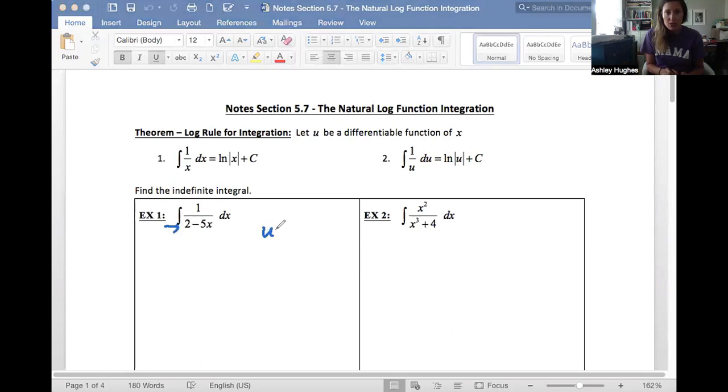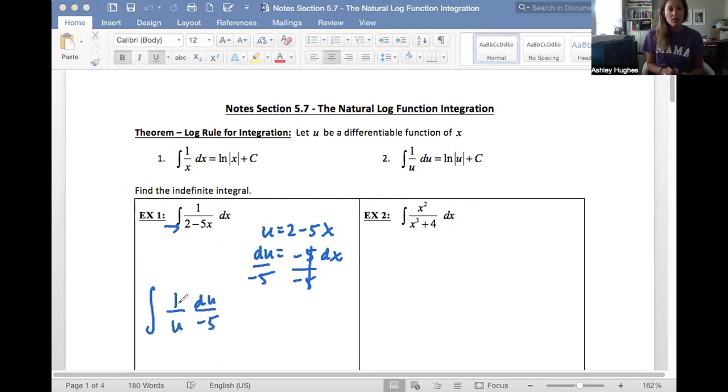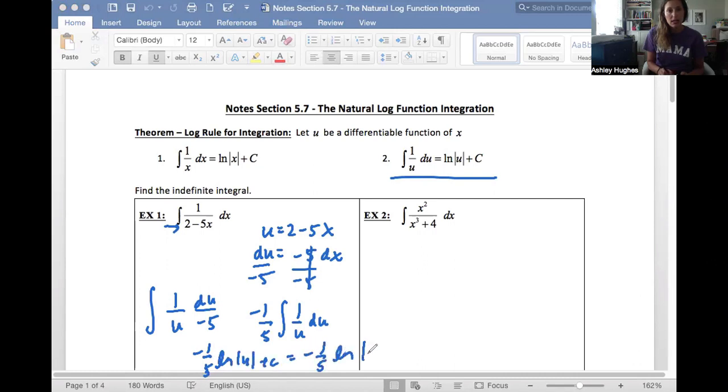We can say u is 2 minus 5x. And then the derivative of u here is negative 5 dx. Divide by the negative 5. So then when I go to write this, I have 1 over u, and instead of writing dx, I'm going to write du divided by negative 5. So that's like negative 1/5 out front, negative 1/5, 1 over u. And 1 over u right here goes to the natural log of u. So negative 1/5 ln of u plus c, so that'd be negative 1/5 ln of u, which is 2 minus 5x, plus c.